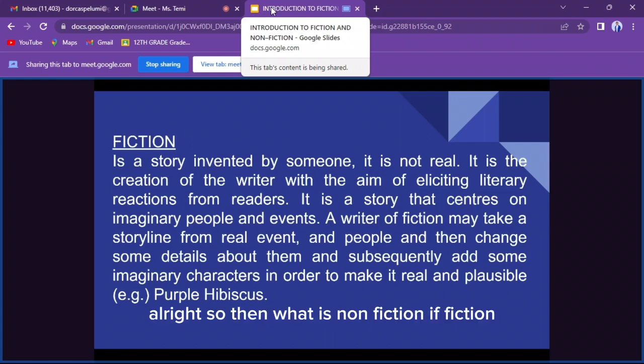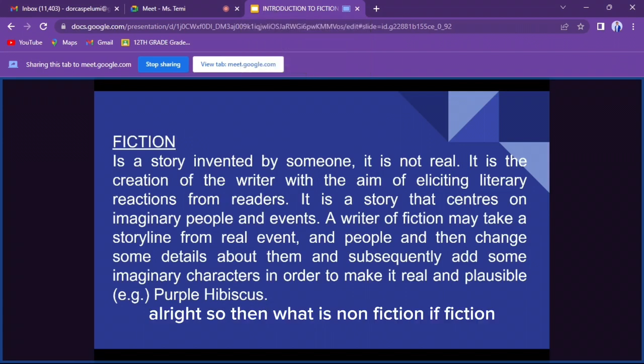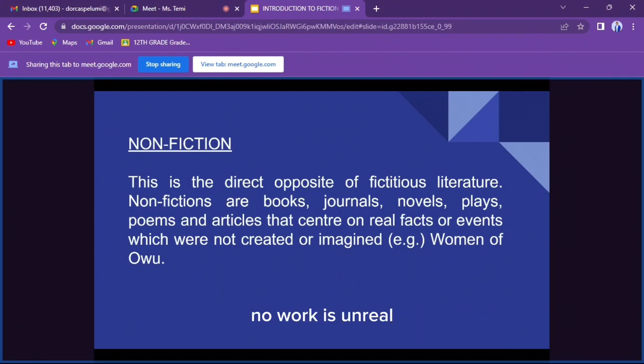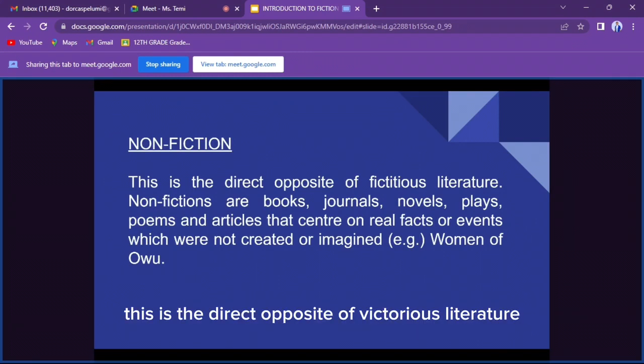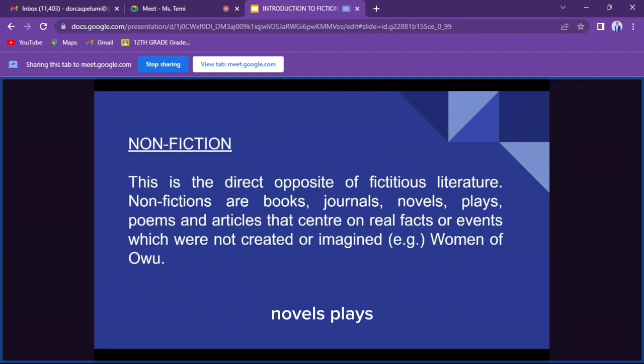Alright? So, then what is non-fiction? If fiction work is unreal, this is the direct opposite of fictitious literature. Non-fictions are books, journals, novels, plays, poems, and articles that center on real facts or even which were not created or imagined. For instance, Women of Who is a very real story. It happened in Osun State. Yes, it is a town called Akum. It is a real story.